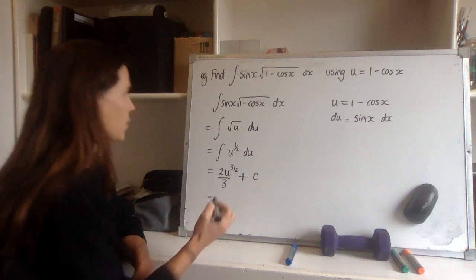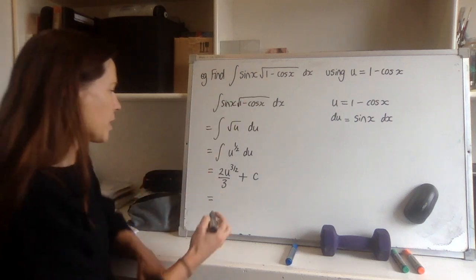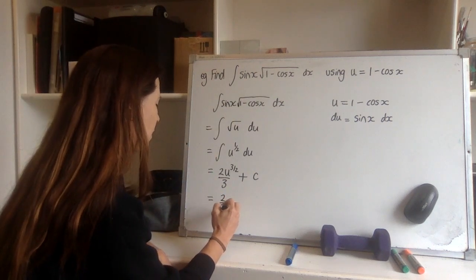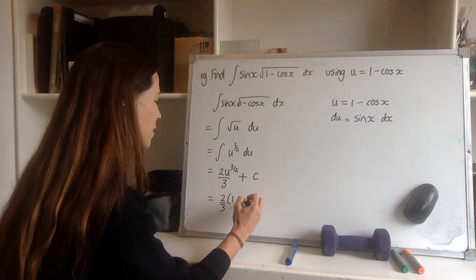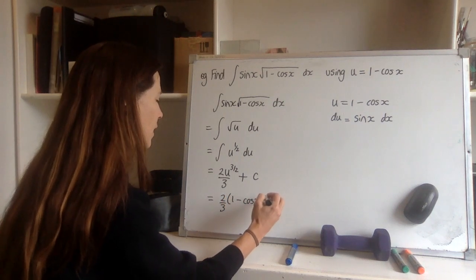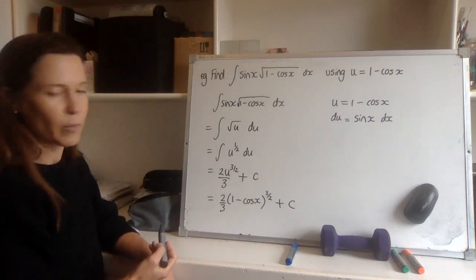Now the last step, we've been asked to differentiate with respect to x. So we can't give an answer that's got u's in it. So we can tidy up by just substituting back in, and u is 1 minus cos x, and we raise that to the power of 3 over 2, add our constant, and we're done.